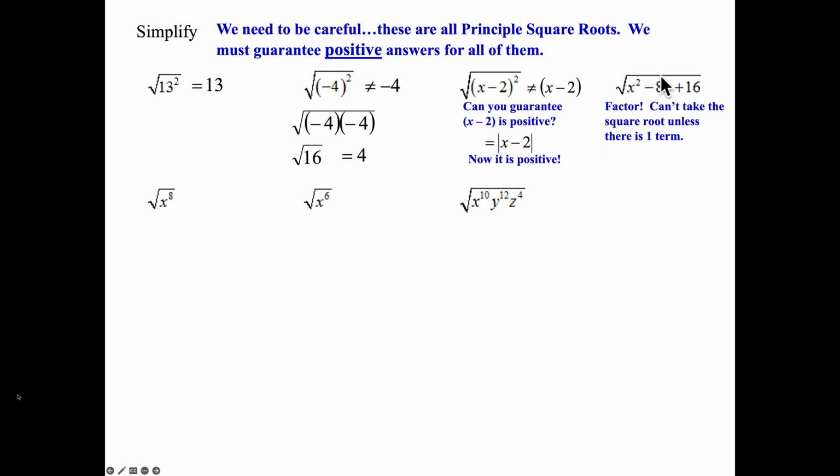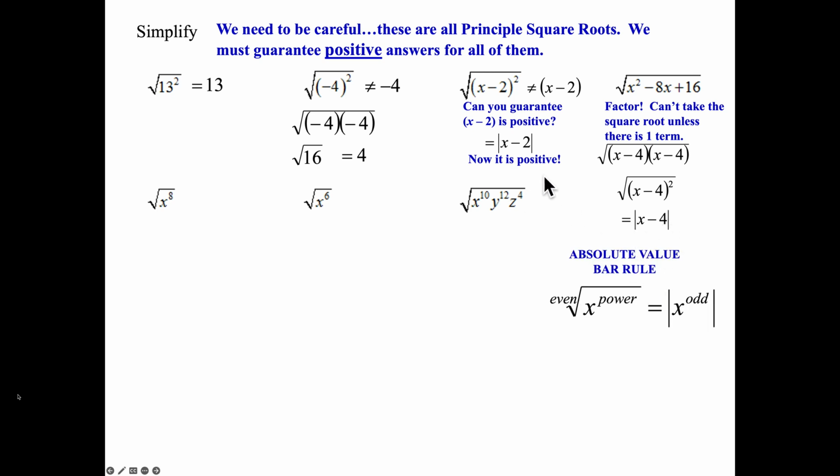Here we have a trinomial. We need to factor it. So we need 2 binomials exactly the same. What 2 numbers multiply to be 16 and add up to be negative 8? x minus 4, x minus 4. That's x minus 4 squared. Take its square root. It's x minus 4 again in absolute value bars, again guaranteeing that it's positive.